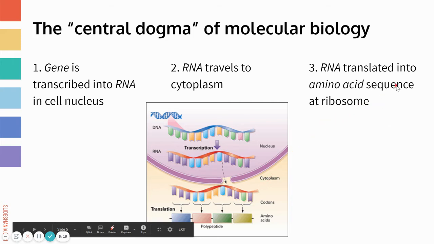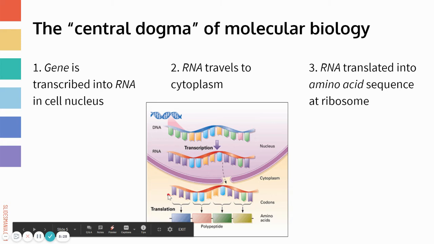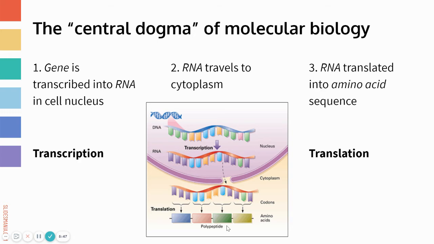And then the third step is that the RNA molecule is going to be translated into an amino acid sequence at a ribosome. So we're converting this RNA molecule into those amino acid building blocks of a polypeptide. And then once this polypeptide is finished, it can be folded up into a protein. So those are the three main steps of protein synthesis, and they're referred to as the central dogma.